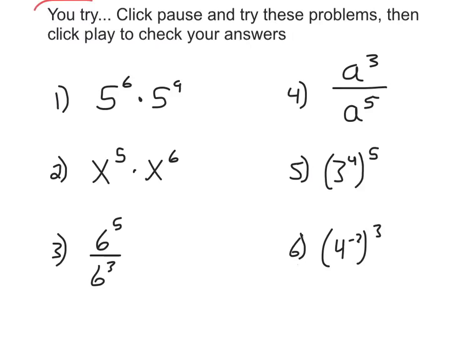Okay, now you try. Click pause and try these problems, and click play to check your answers when you're done. Make sure you copy the problems and solve them accurately, and when you're done, click play to check the answers and self-assess. Good luck.